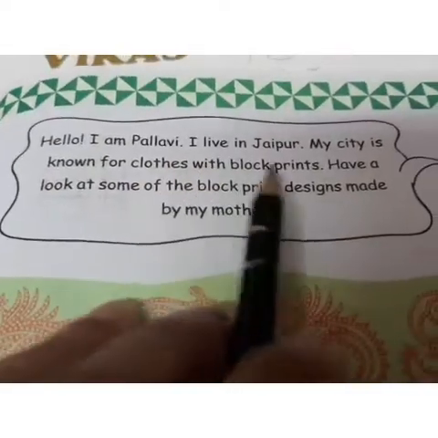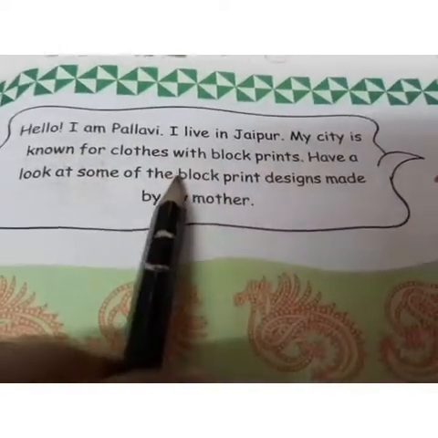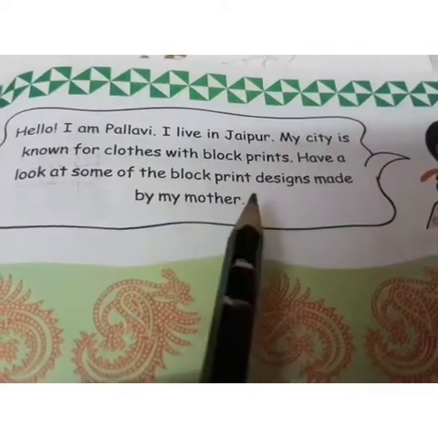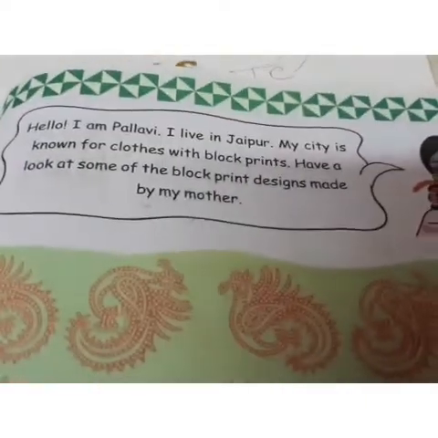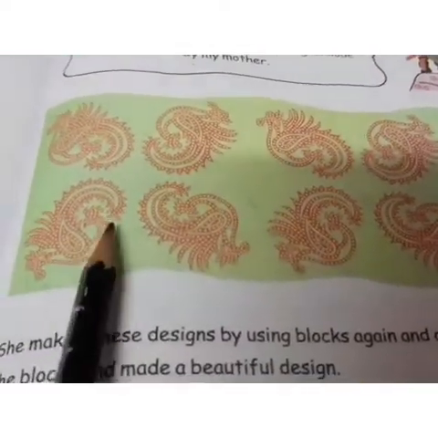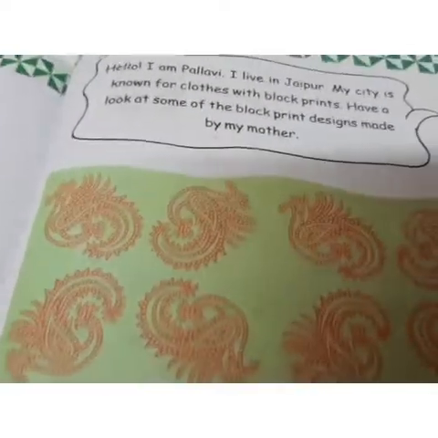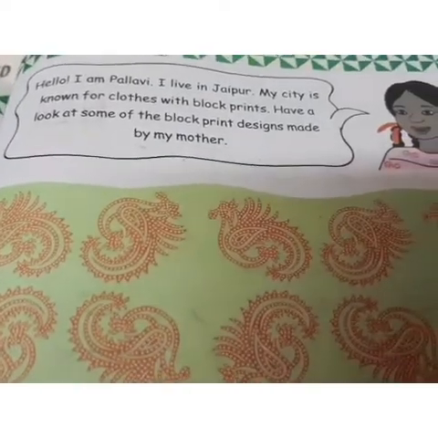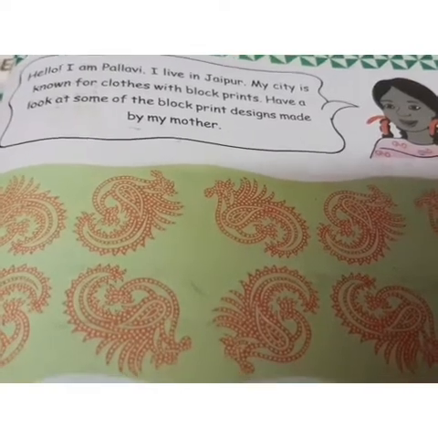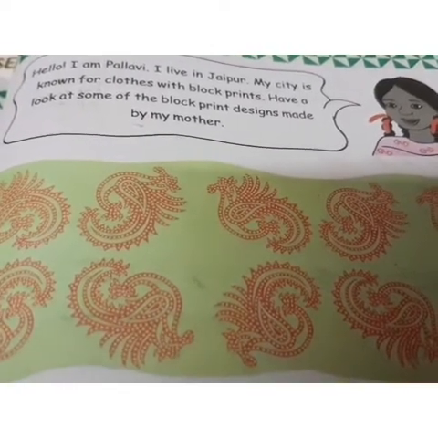Now here it is. Hello, I am Pallavi. I live in Jaipur. My city is known for clothes with block prints. Here, have a look at some of the block print designs made by my mother. Now here you can see these are the block prints. Now what are block prints made on the clothes? It is a type of design, a method of designing the cloth. How do you do it? It's very simple. I'll just explain how block printing is done.